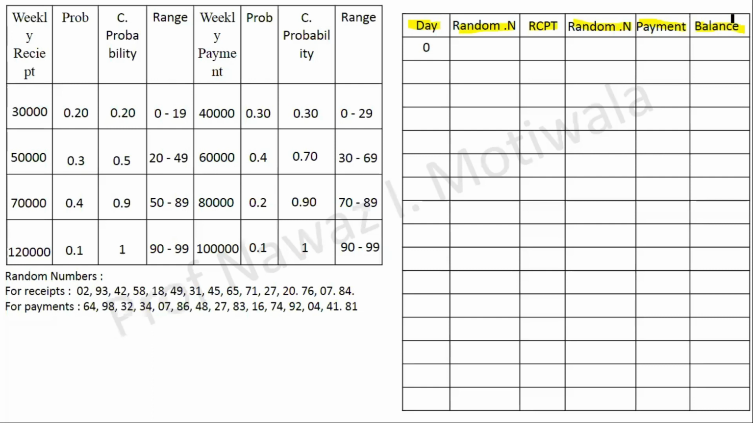So starting from 0. Now why have I taken 0? Can anyone tell me why I have taken 0 here? We could have started from 1 because we were told to simulate for 15 days. So we should have started from 1. So why have I taken 0?